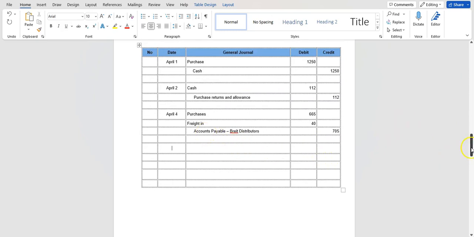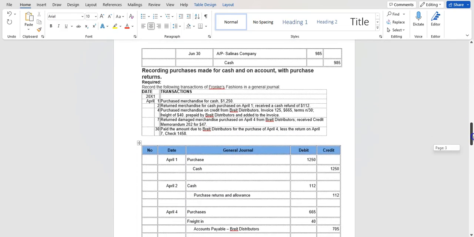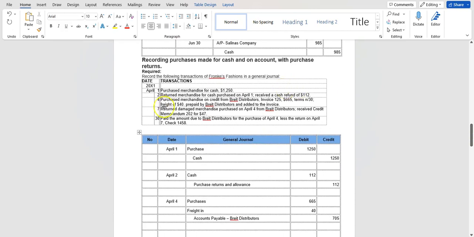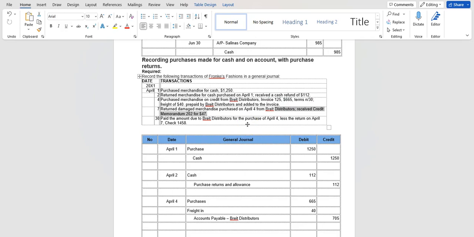Okay, and then our next journal entry says that on April 7th, returned damaged merchandise purchased on April 4th, the previous journal entry, from Brett Distributors, and we received a credit memorandum for $47. Okay, so they gave us a credit memorandum, meaning we kept the merchandise, but they did decrease how much we owe them. Okay, so their accounts payable amount needs to go down.